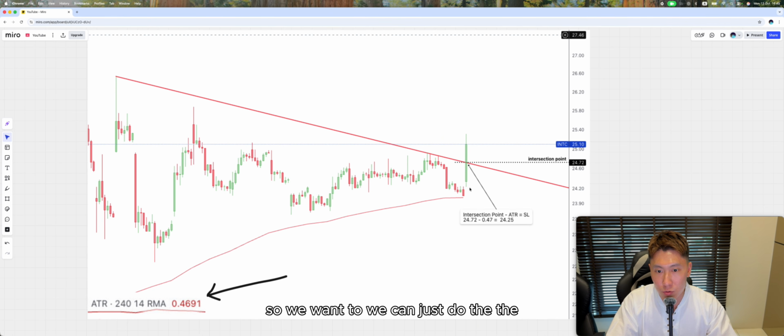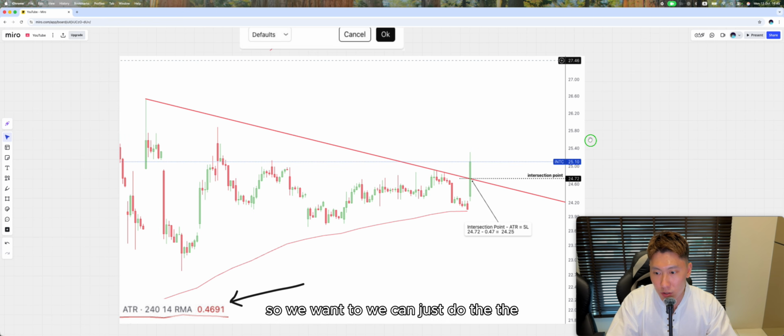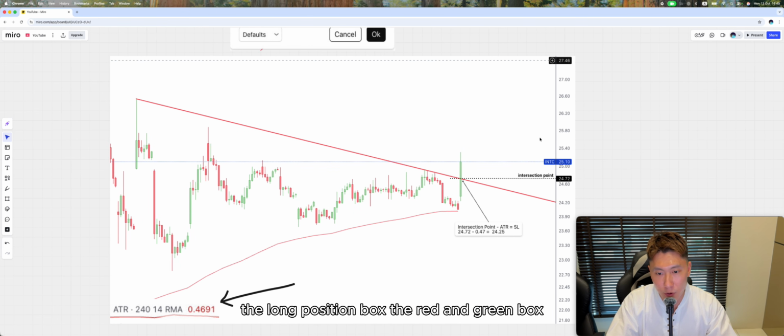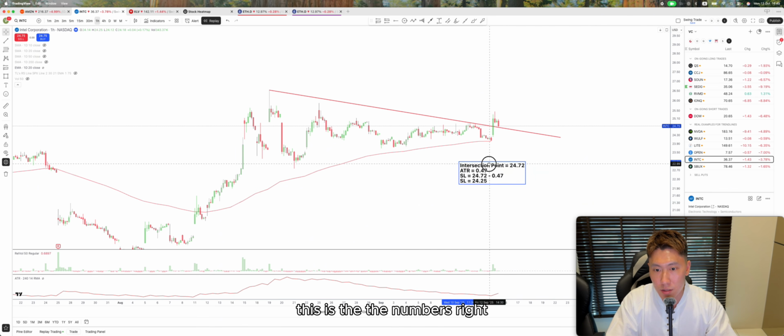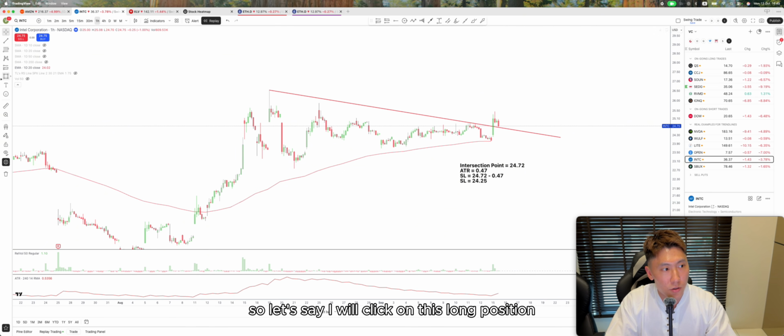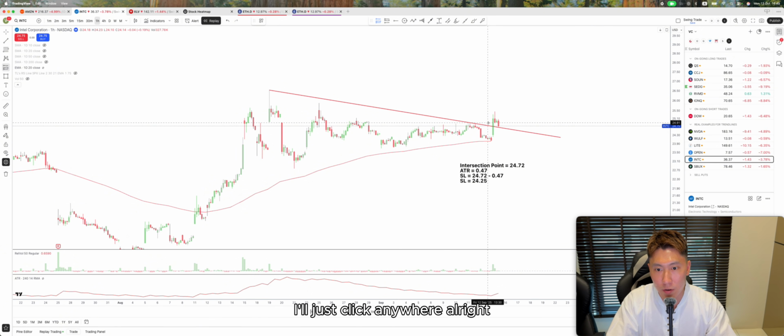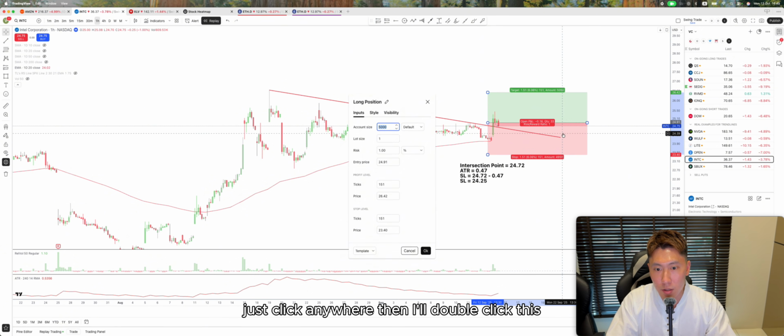So we can just use the long position box, the red and green box. Then we'll know where our take profit is. I'll go through one time with you on this. Let's say one more time, these are the numbers, right? Let's say I click on this long position. I'll just click anywhere. Then I'll double click this.